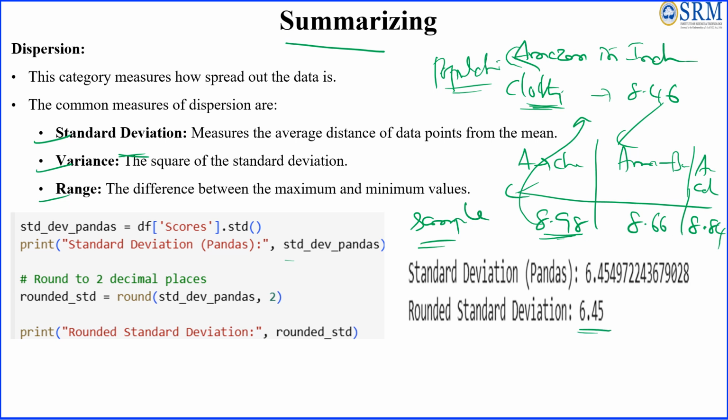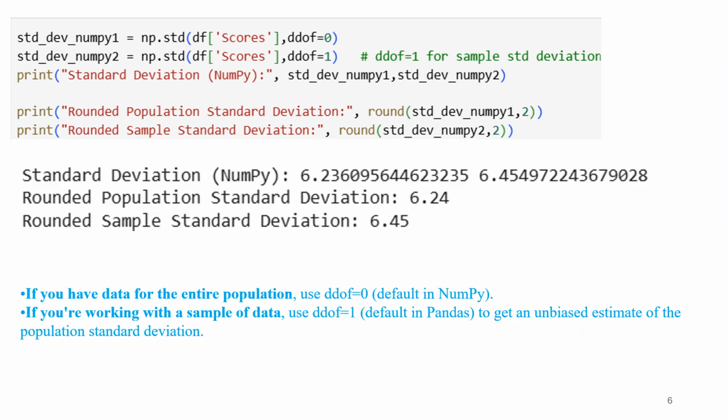The same thing is followed for variance. And we'll see one more example. Now I am using NumPy, np.std of this. Here I have two different things. One is ddof equal to 0. ddof equal to 0 means it is for population.